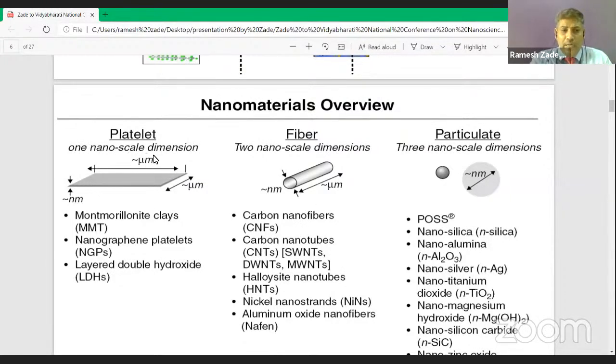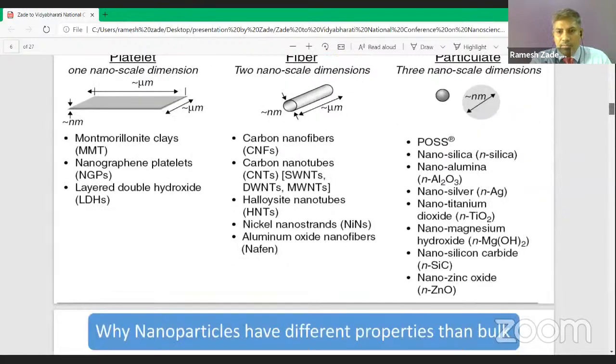Platelets are one-dimensional because they have a nanoscale dimension in only one dimension. Then there are fibers. Lengthwise they may be very long, but the other dimensions are at the nanoscale. That's why they have 2 nanoscale dimensions. And then particulate matter, which has nanoscale in all 3 dimensions. And here you can see the list of these nanoparticles: nanosilica, nanoalumina, silver, titanium, nanomagnesium. Of course, here I have not taken gold. I am going to take that a little later.